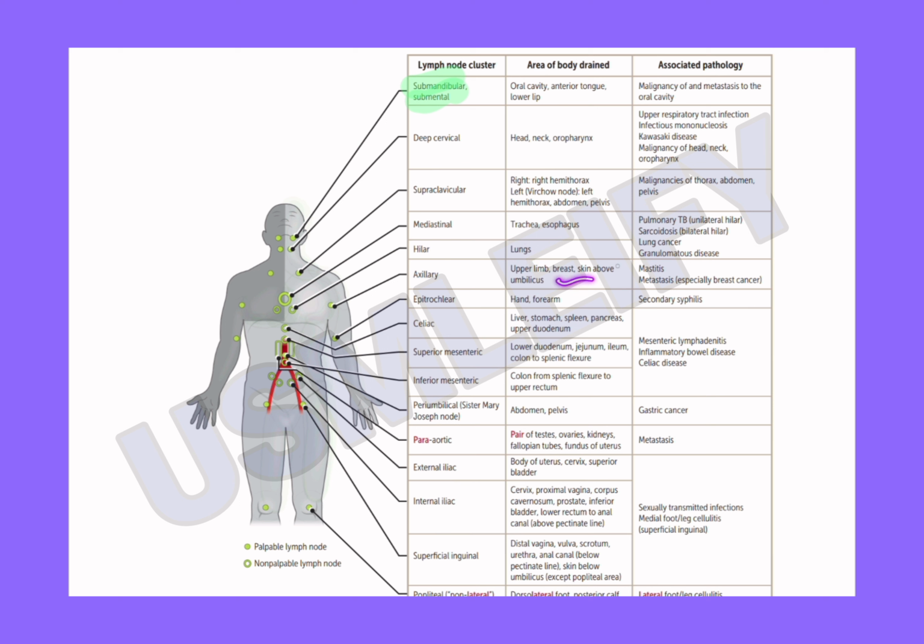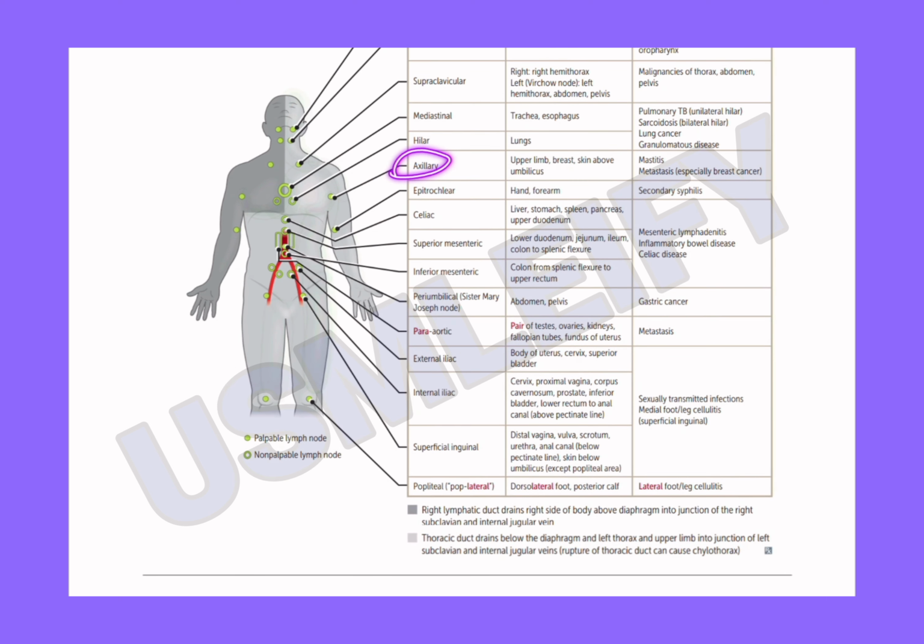Axillary nodes drain the upper limb, breast, and skin above the umbilicus. Axillary nodes are involved in mastitis and metastasis, especially breast cancer. Epitrochlear nodes drain the hand and arm, and the associated pathology is secondary syphilis. So secondary syphilis basically involves the epitrochlear nodes.